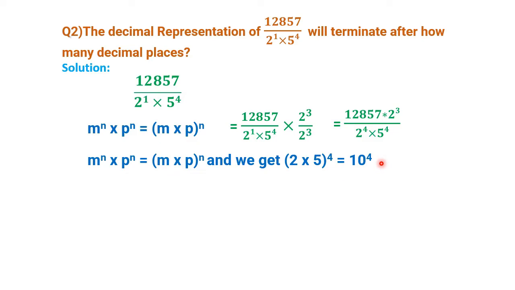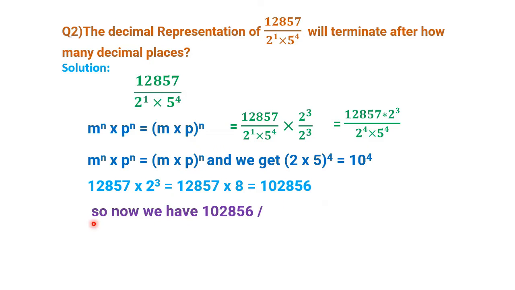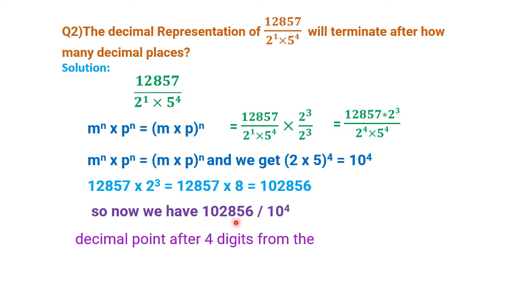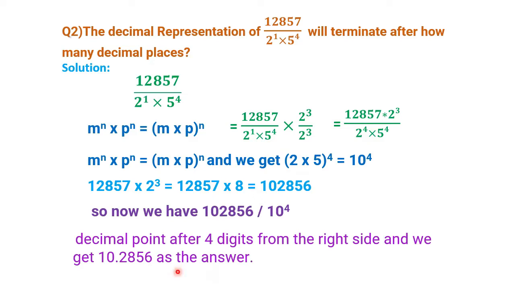And in the numerator we have 12,857 into 2 raised to 3, which is equal to 12,857 into 8, which is equal to 102856. So now we have 102856 divided by 10 raised to 4. Now we can simplify it further by simply putting the decimal point after 4 digits from the right side and we get 10.2856 as the answer. Okay.